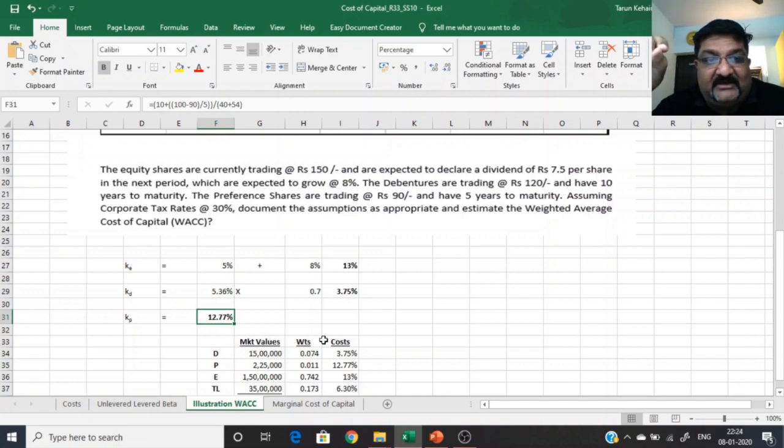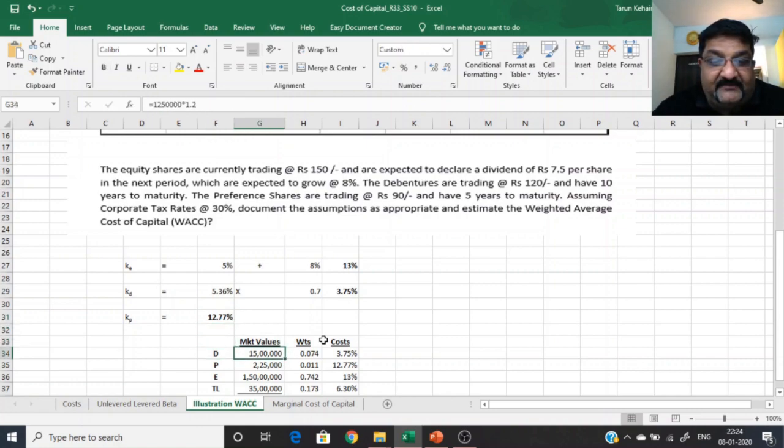One very important concept in weighted average cost of capital is the fact that when you are computing weighted average cost of capital, you should always take the market value weights. Very, very important, because all your yields are actually calculated with reference to the market price of the securities. So we must use the market value weights.